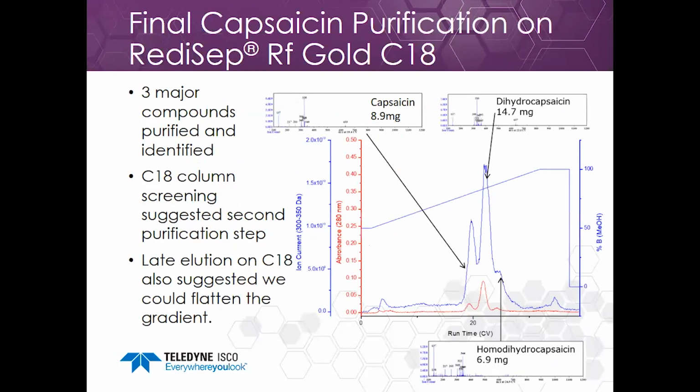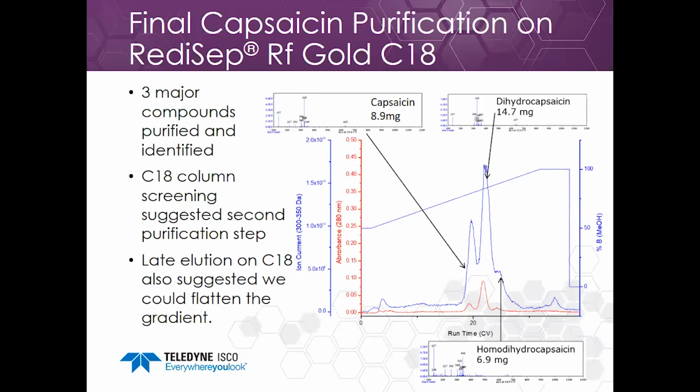And so what I got was the run depicted here, where I have 3 major compounds purified and identified: capsaicin, dihydrocapsaicin, and homodihydrocapsaicin. The C18 column screening suggested this purification, and because those compounds eluted fairly late, it suggested that I can run the gradient that I have here.